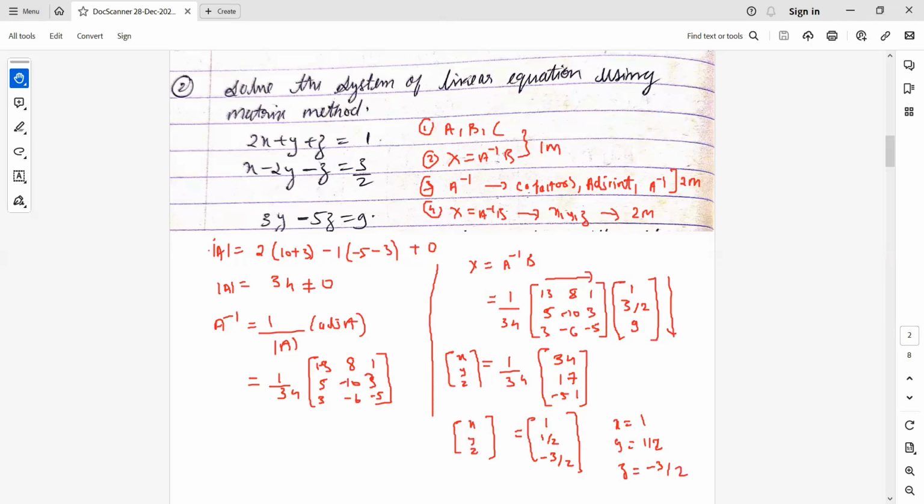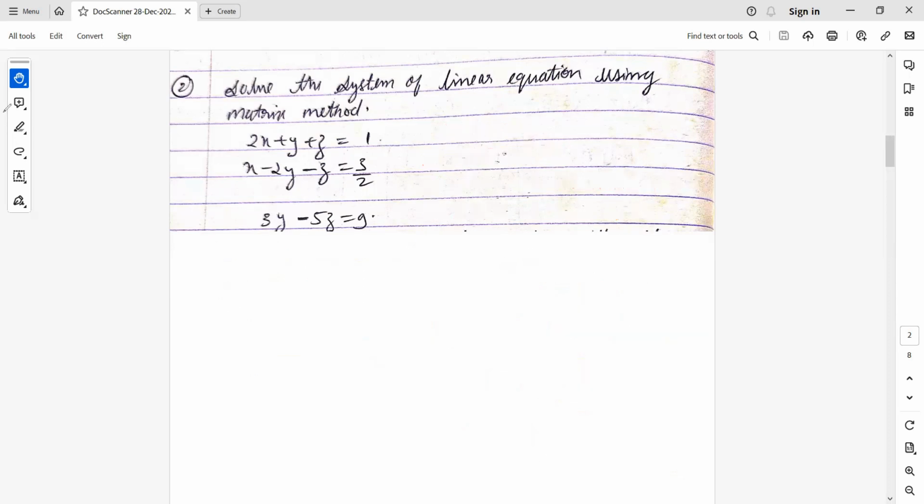Whatever questions we are discussing have already appeared in the exams. The same type of questions I have taken. And as soon as the exercise is over, again I will be discussing the important exercise from where you need to prepare for the upcoming exam. So we are done with this sum. Next. So this example is completed. Next we will be discussing example number 3 on matrix method.